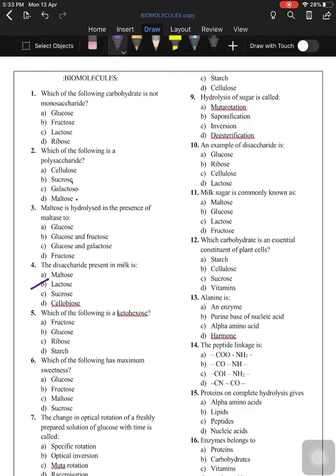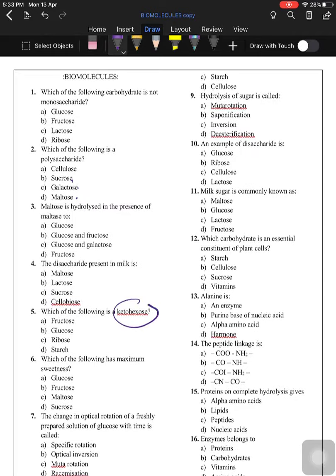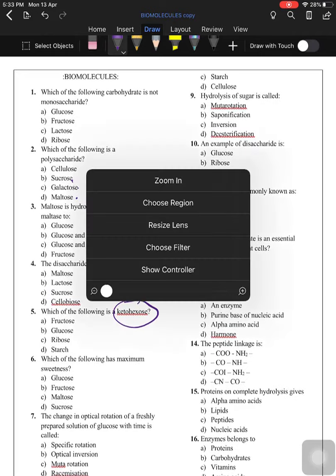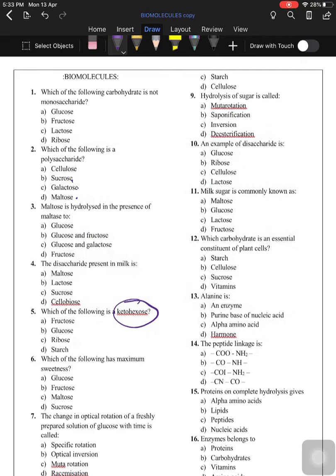Moving on to the fifth one: which of the following is a ketohexose? Look into this word. Ketohexose means ketone, hex means 6 carbon atoms, and ose means it is a sugar. So which of the following contains a ketone group with 6 carbon atoms and is a sugar? Given options are all sugars only. Therefore the best option among these is fructose. Fructose is a ketohexose.